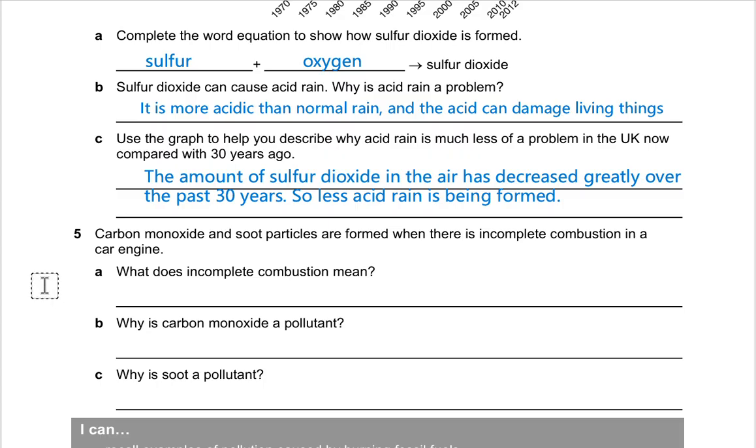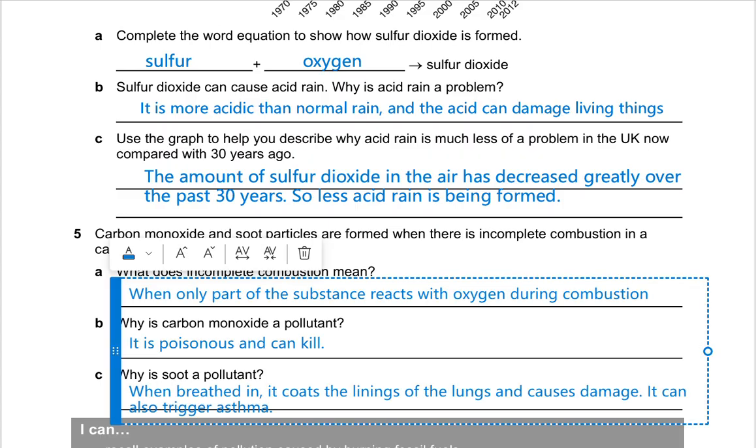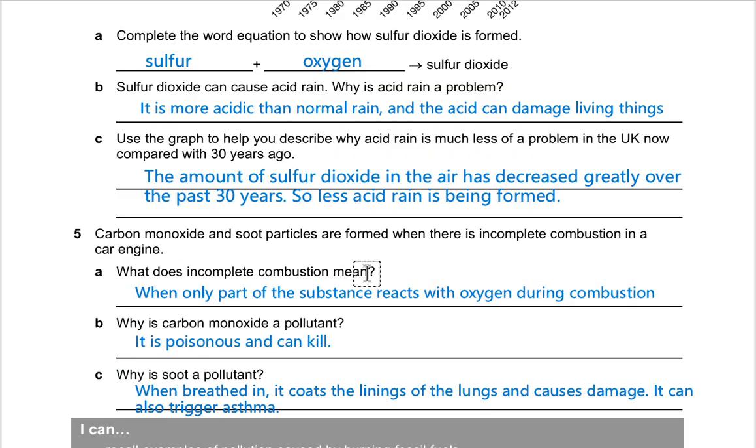Okay, in the meantime, I will discuss the answers for question 5. Carbon monoxide and soot particles are formed when there is incomplete combustion in a car engine. What is meant by incomplete combustion? And why is carbon monoxide a pollutant? Why is soot a pollutant? I'll give 30 seconds for you to write the answers. Okay, I hope you have written your answers.